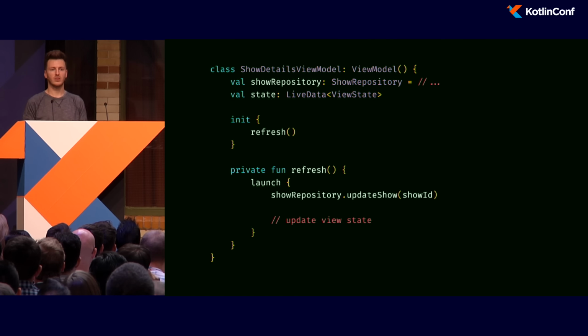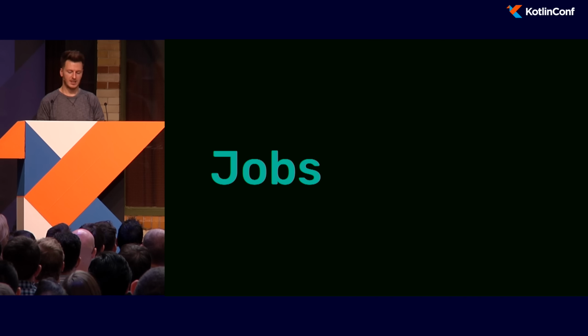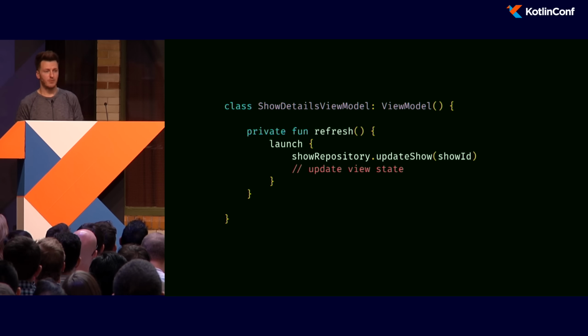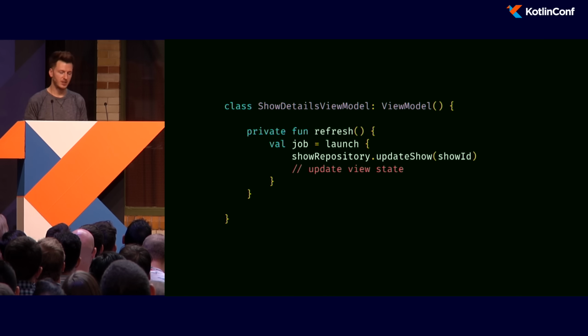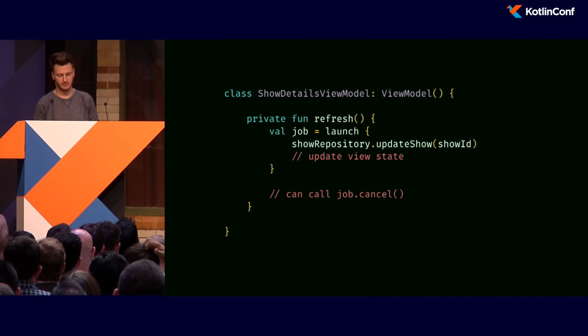What happens if the view model goes away before that launch is actually finished? We need a way to actually cancel it. And that's where jobs come in. Now, what actually happens when you call launch is that it will return a job. And that job allows you to then cancel it. So we actually have a way to call back to that coroutine and cancel it while it's being run.